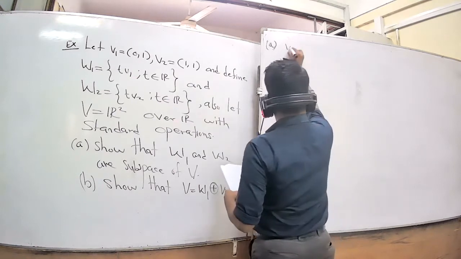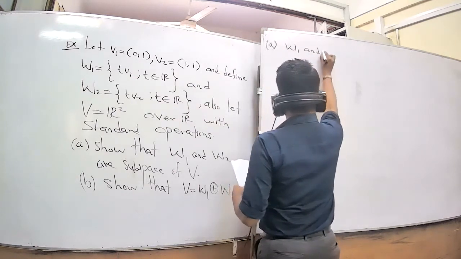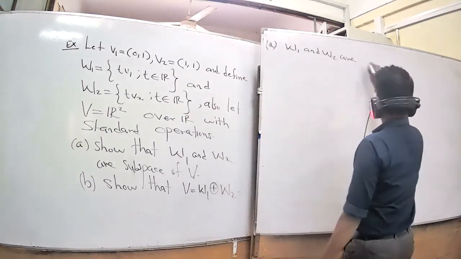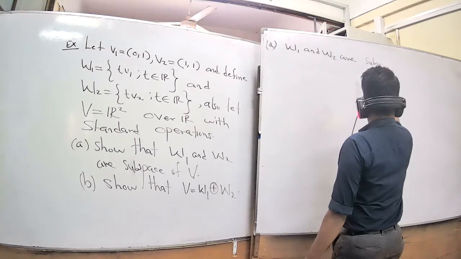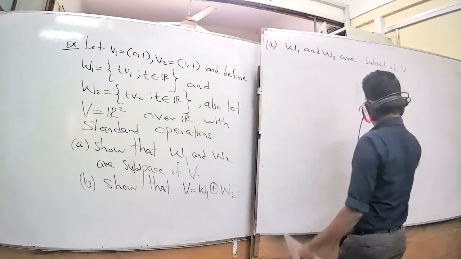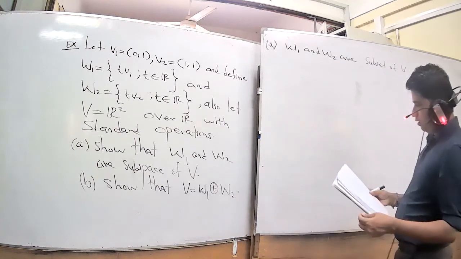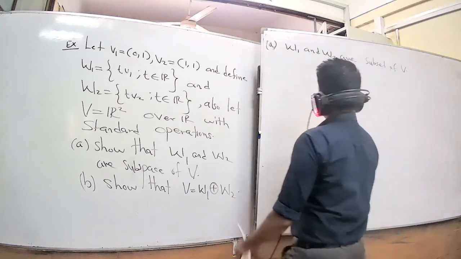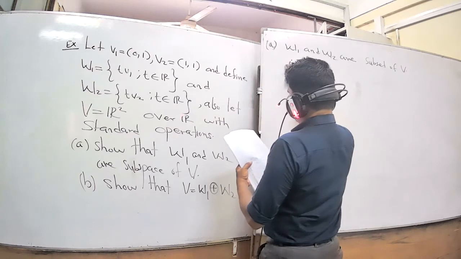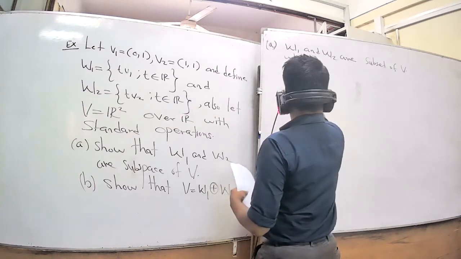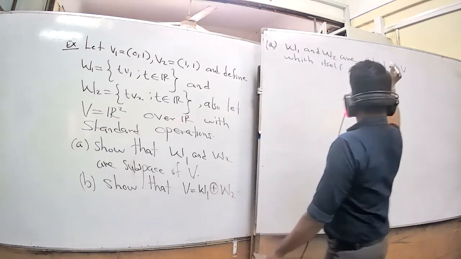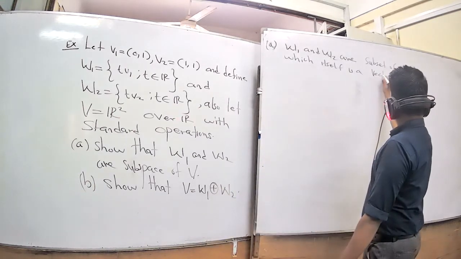As W1 and W2 are subsets of B, is it okay? And B is a vector space, okay? B is a vector space, and the subset is therefore also a vector space, which itself is a vector space.